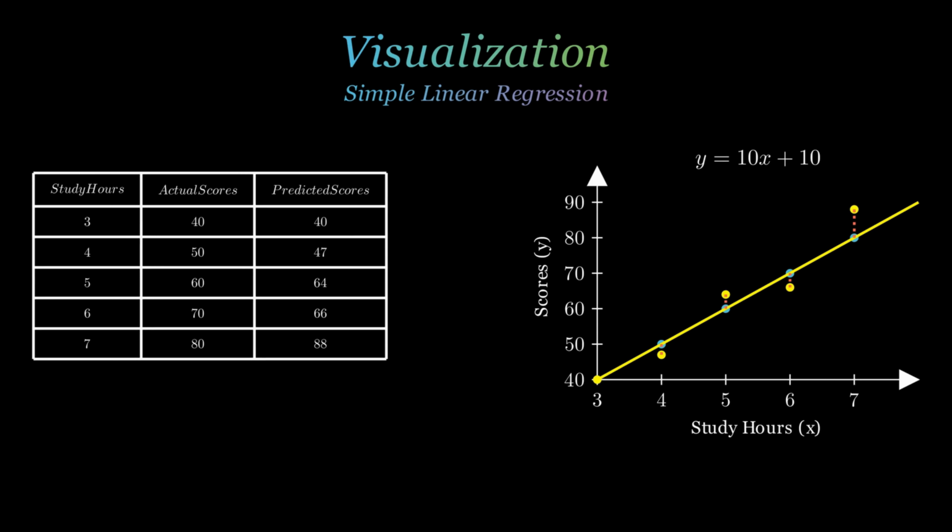And that's how simple linear regression works. The line of best fit shows the predicted relationship between study hours and exam scores, while the residuals indicate the accuracy of our model. This method is very useful for identifying trends and making predictions. But it works best when the relationship between the variables is linear.